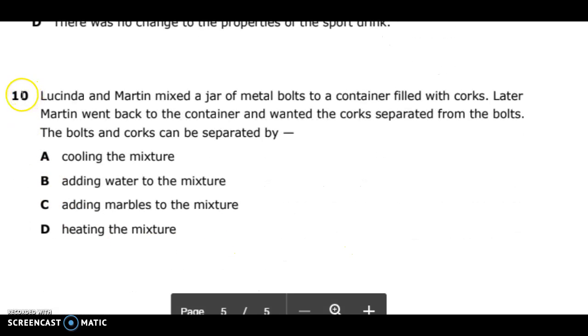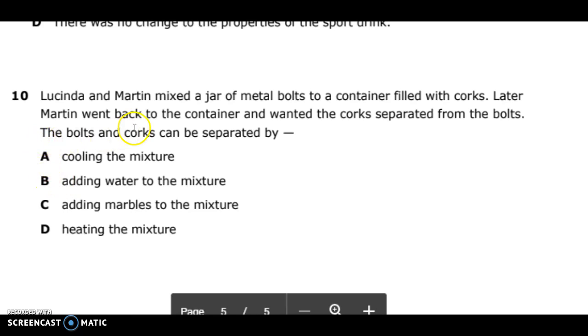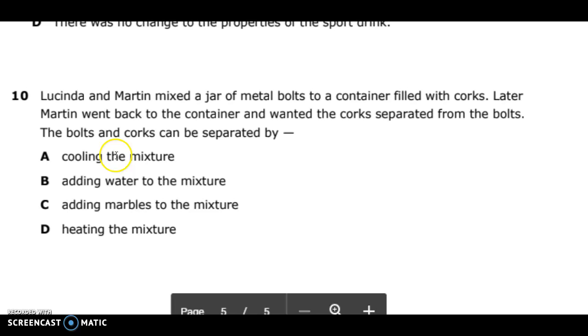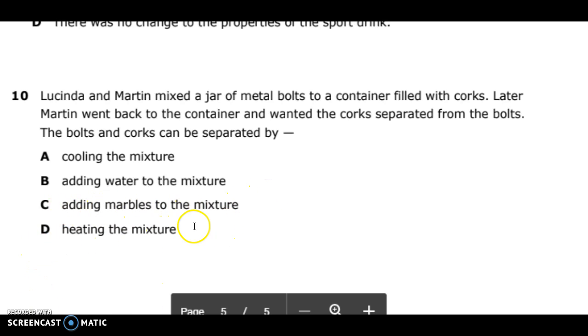Question 10. Lucinda and Martin mixed a jar of metal bolts into a container filled with corks. Later, Martin went back to the container and wanted the corks separated from the bolts. The bolts and corks can be separated by: A. Cooling the mixture. B. Adding water to the mixture. C. Adding marbles to the mixture. D. Heating the mixture.